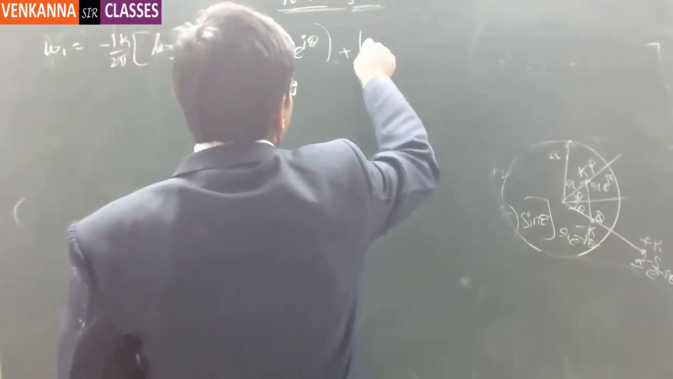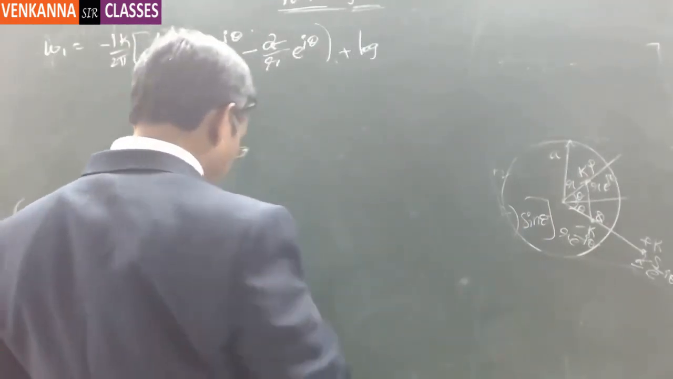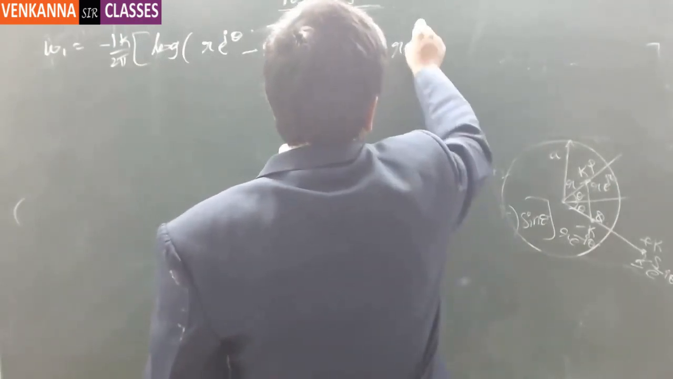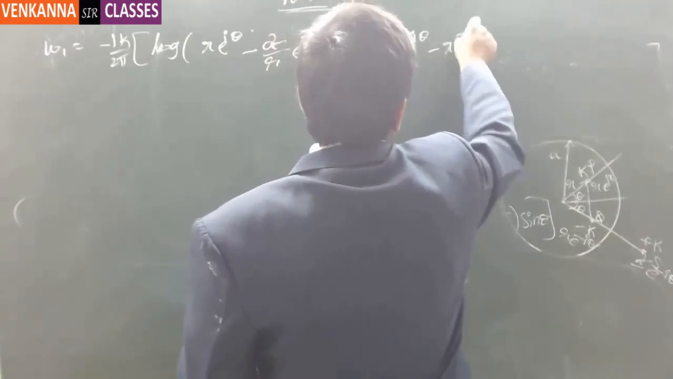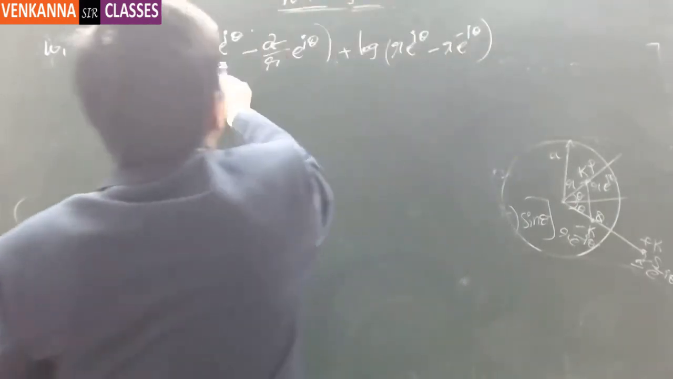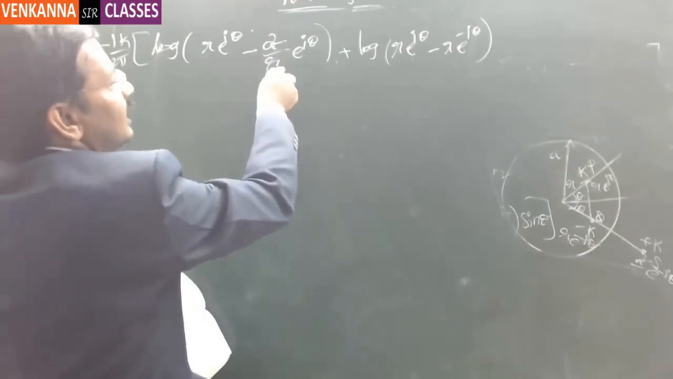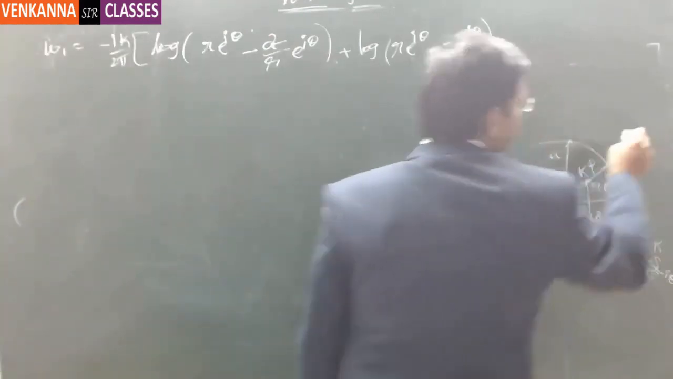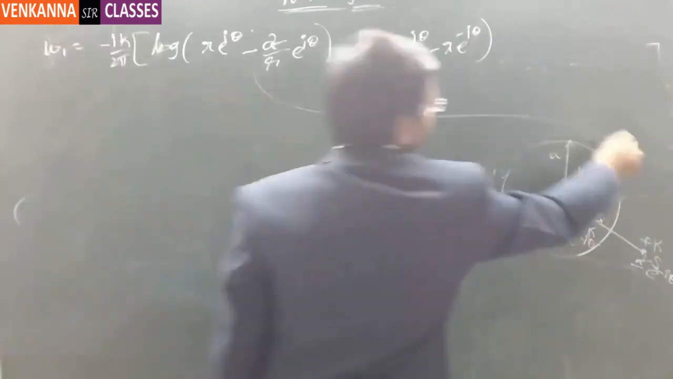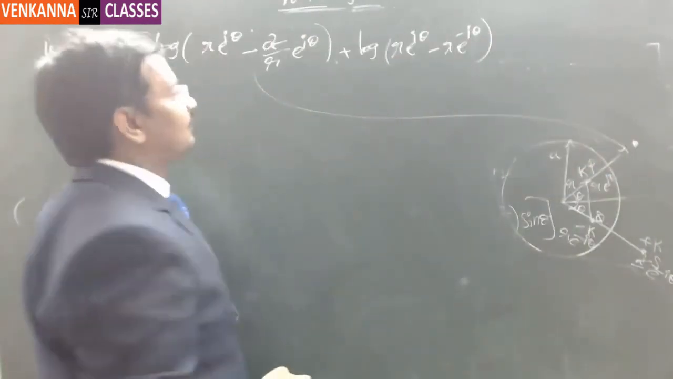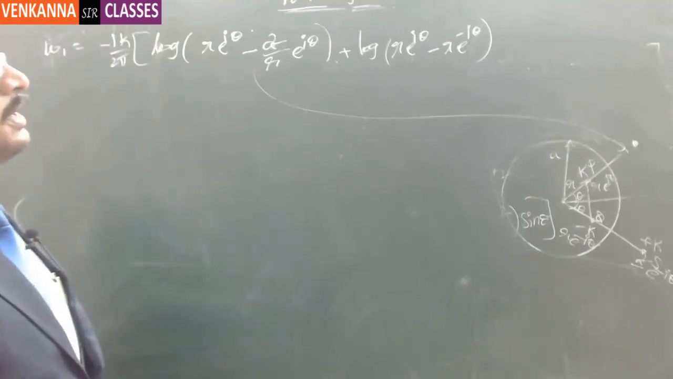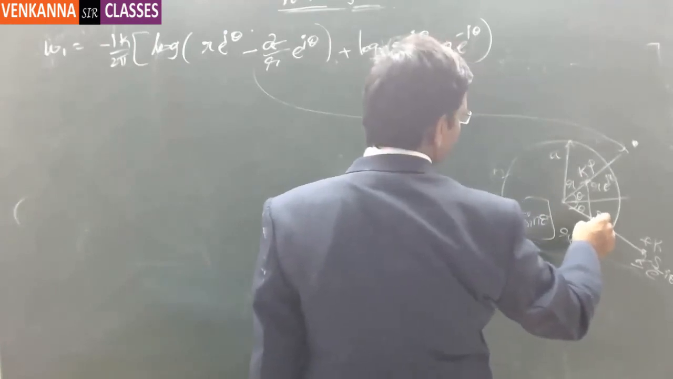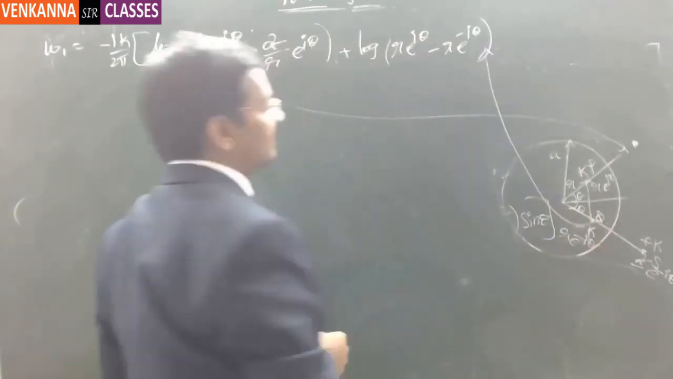Plus log of R e power i theta minus R e power minus i theta. So this is the complex potential because of this a square by R e power i theta, that is this point. So this is because of the complex potential, this part. And this complex potential, log of R e power i theta minus R e power minus i theta, is this part. So the complex potential is written in this particular format.